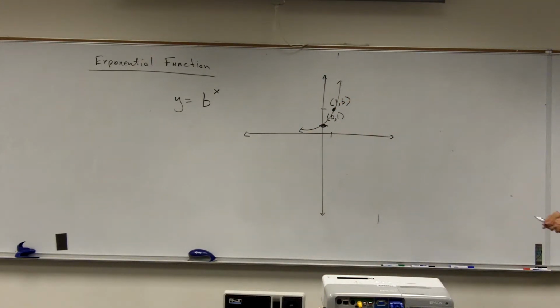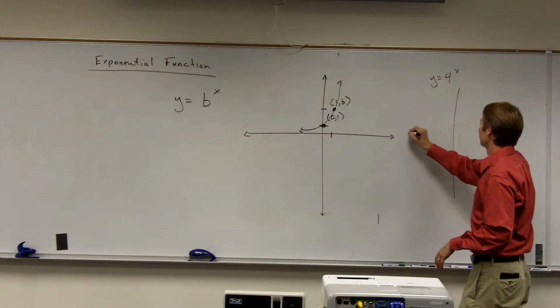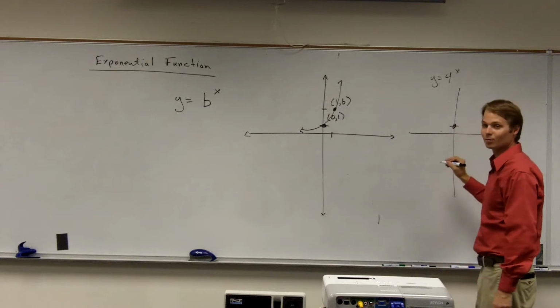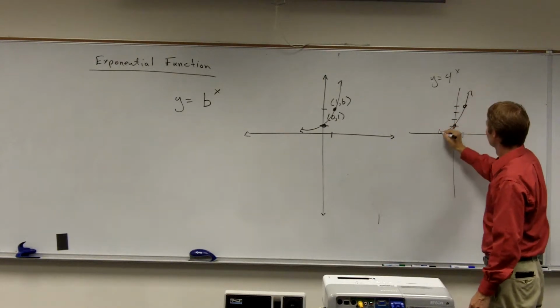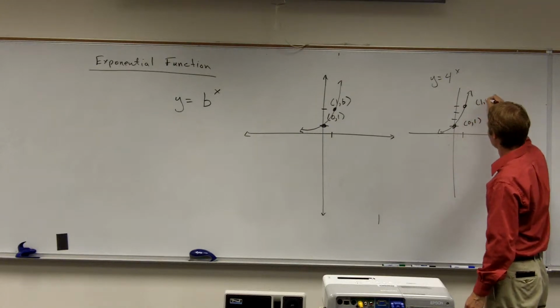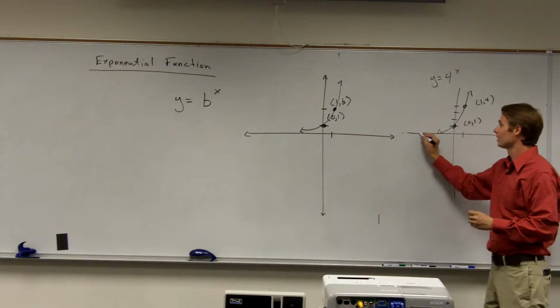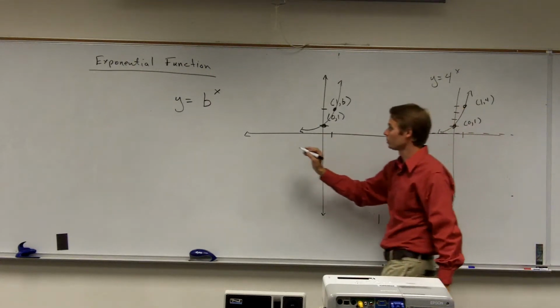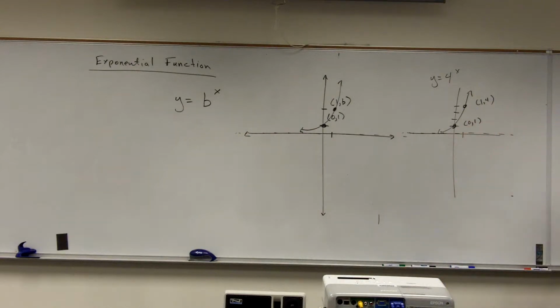So something like y equals 4 to the x. If you need to sketch that real quick, you automatically know it goes through 0, 1, but you also know it goes through 1, 4. And then you have a good sketch of the graph. And then you know it still has the asymptote, of course, here. All of these have the asymptote along the x-axis.